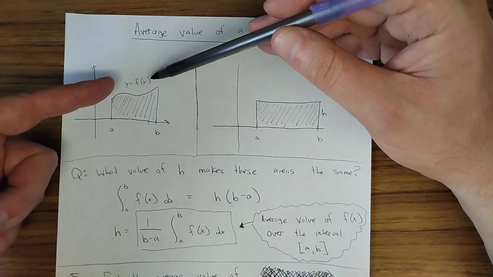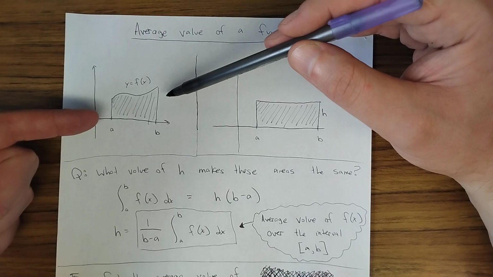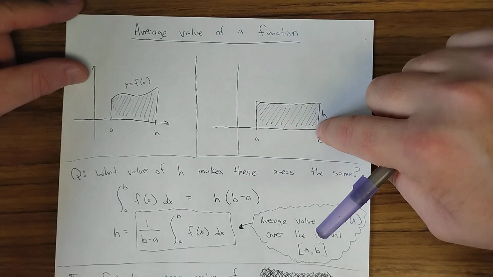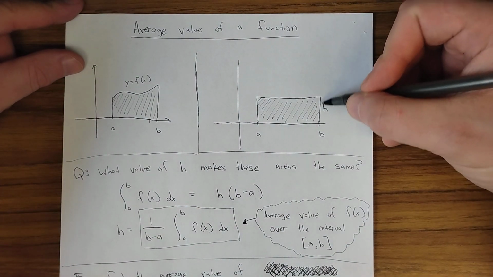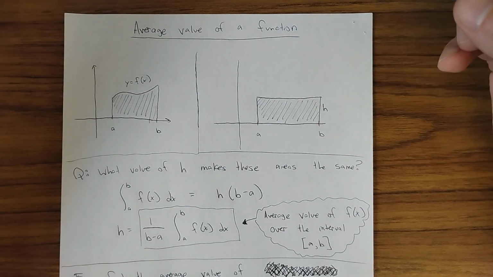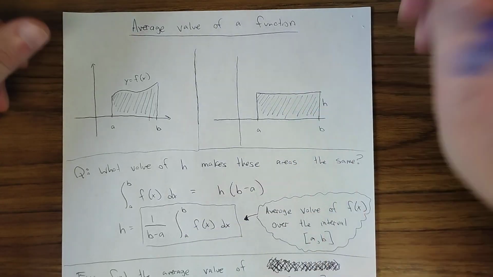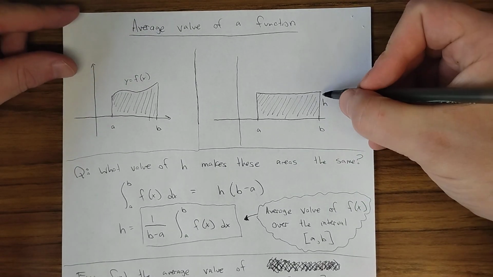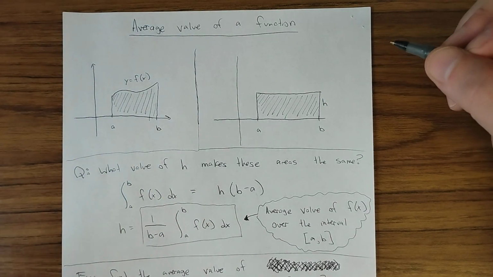I drew the graph of a function on an interval from a to b, and imagine it looks like this. Let me ask the question: if I draw this picture on the right, which is just a rectangle, and the base is the same, it just goes from a to b, and the height is something we're going to talk about, I want to choose the height to make this area the same as this area. And that's one way of explaining the concept of the average value of a function. It's just h. We're going to call the value of h the average value of a function.